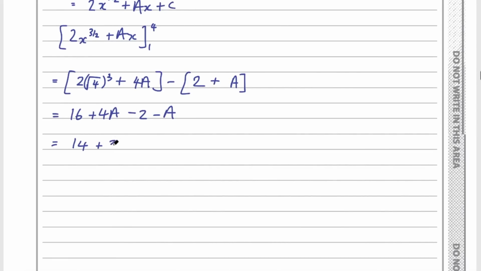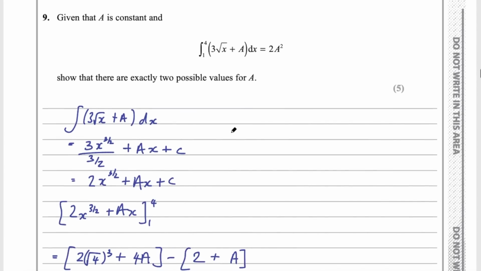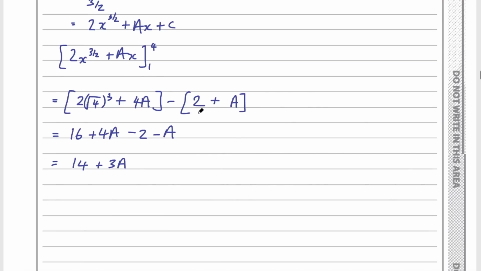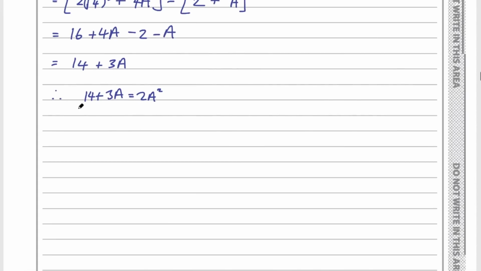and this will end up equaling 16 minus 2 is 14, 4a minus a is plus 3a. And remember, we started with this equation, so we know that all of that equals 2a squared, so therefore we can say 14 plus 3a equals 2a squared. And now we can rearrange this in the form of a traditional quadratic equation. So if we bring everything over on the same side as the 2a squared, we'll have 2a squared minus 3a minus 14 equals 0.